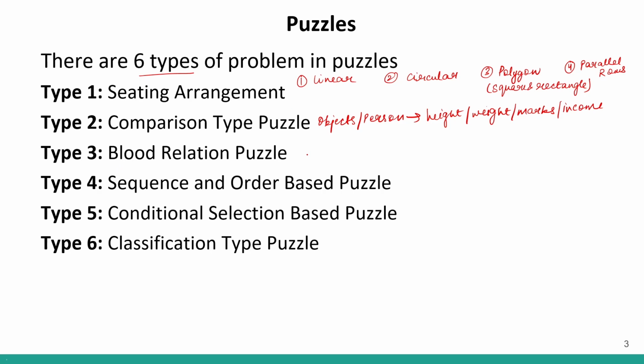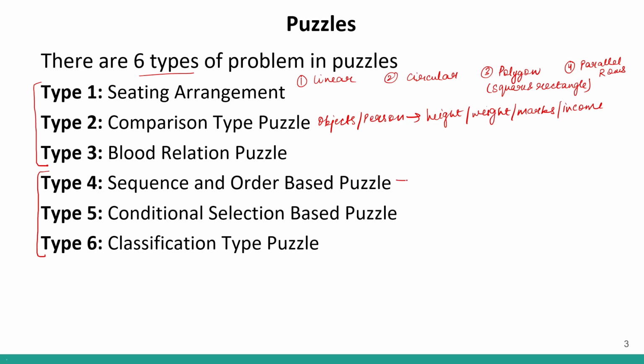Then we discussed blood relation puzzles. Blood relation puzzles, there can be numerous types of questions in blood relation puzzles as well. These 3 were discussed in the last lecture in detail. In today's lecture, we will discuss these 3 in detail. That is type 4, sequence and order based puzzles.